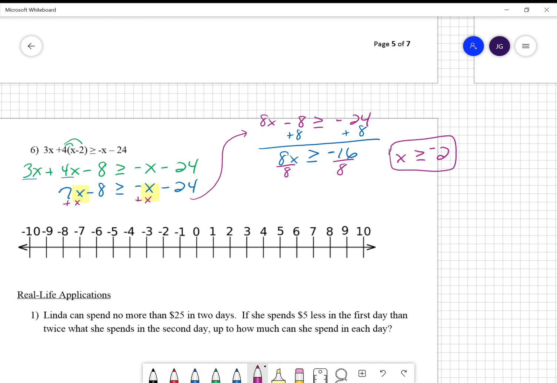X is on the left, so this is easy to graph. I find negative 2. Since it has this equal to symbol, I'm going to have a closed circle, and greater than negative 2 goes to the right. If you like the bracket, it would be a bracket opening to the right.